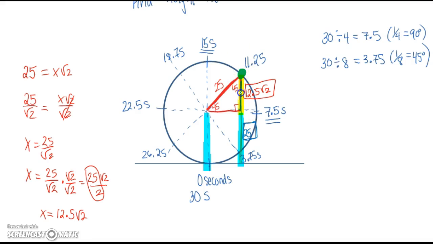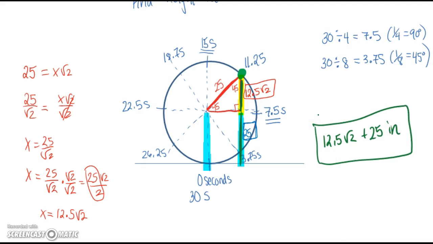So it's going to be this 12.5 root 2 plus this 25. And so we can say the height of the gum is 12.5 root 2 plus 25 inches from the ground. And we can leave our answer in that form, or we can get a decimal equivalent. We don't want to add the 12.5 and the 25 together. They're not compatible because the 12.5 has a root 2 and the 25 doesn't.